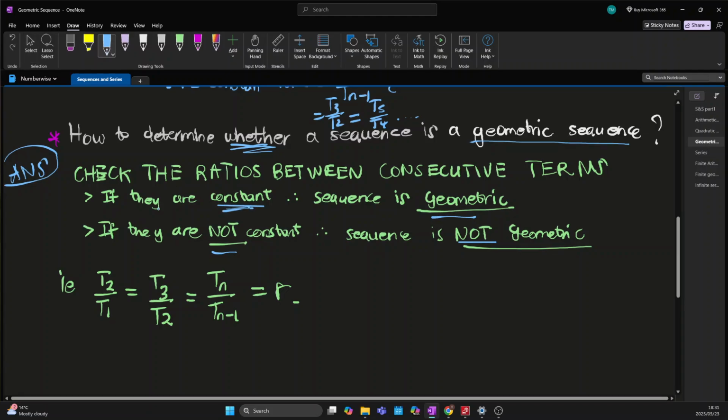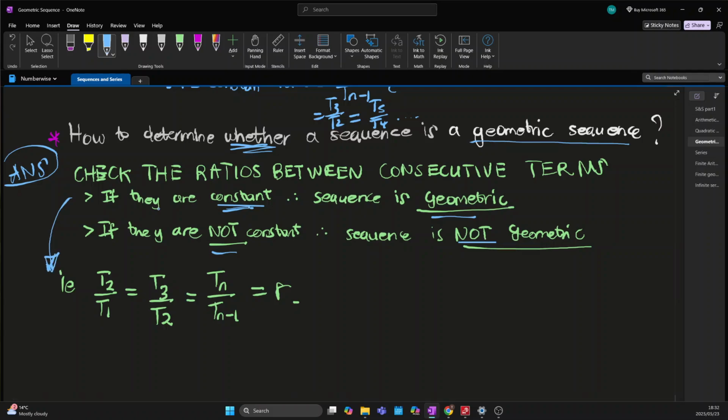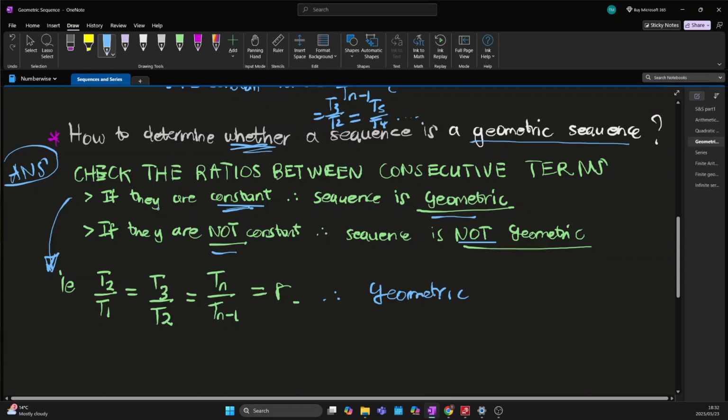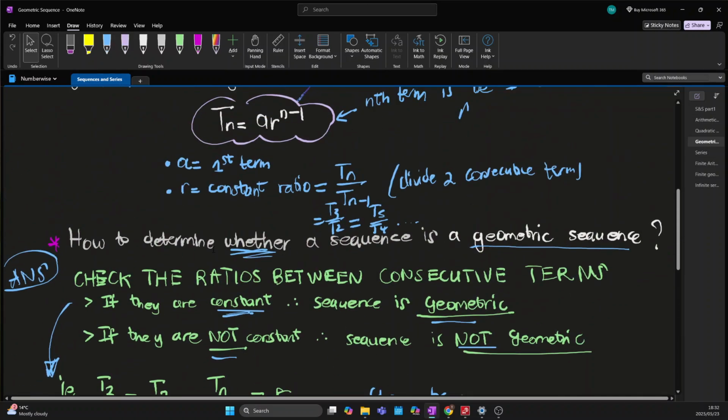So for the sequence to be geometric, this is what you get: T2 over T1 must be equal to T3 over T2. Therefore, this is geometric. I just hope that makes sense.